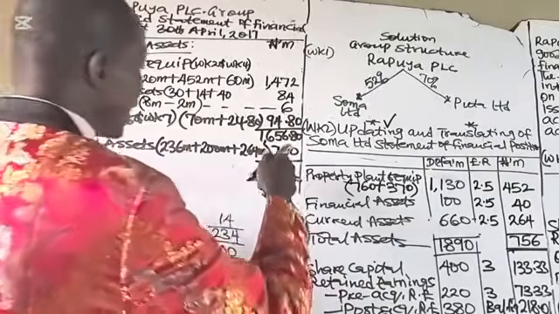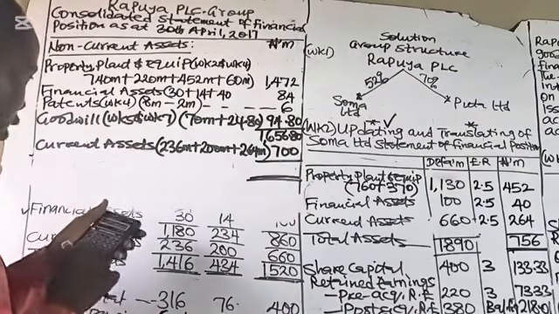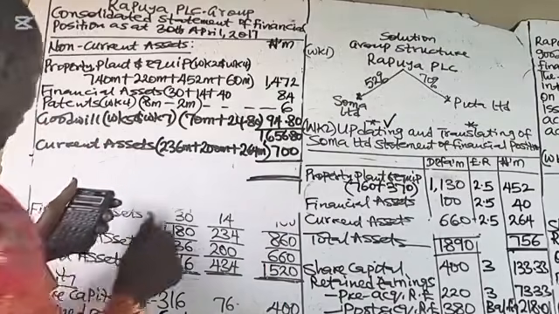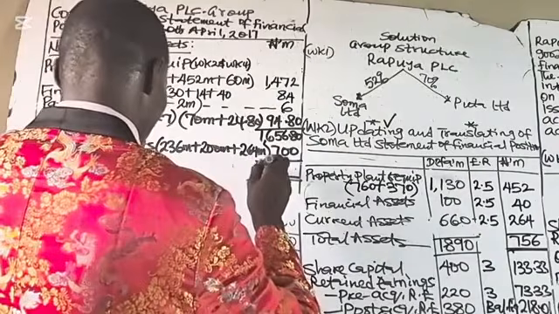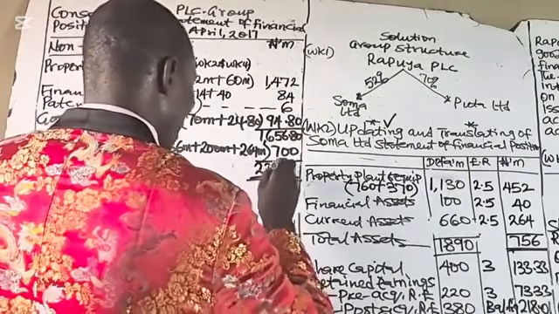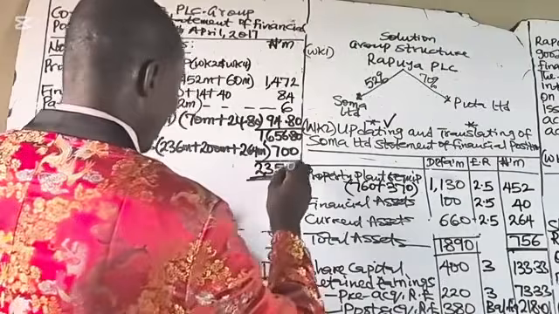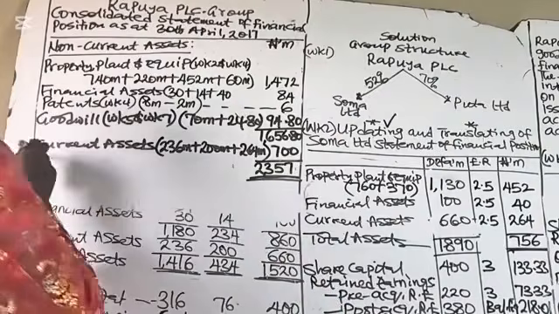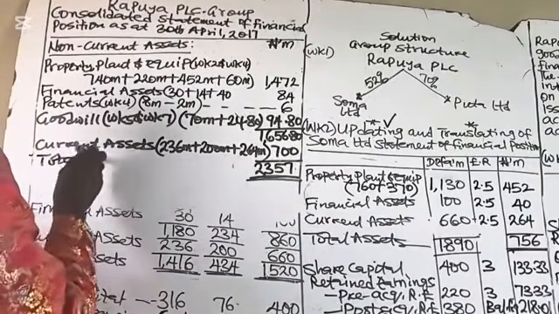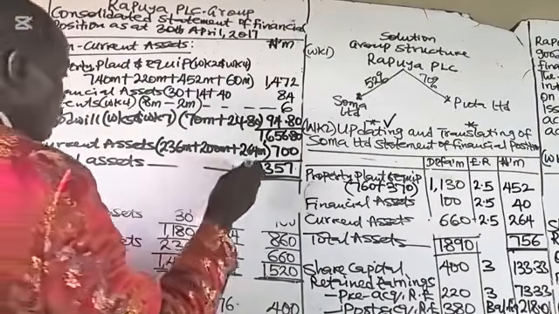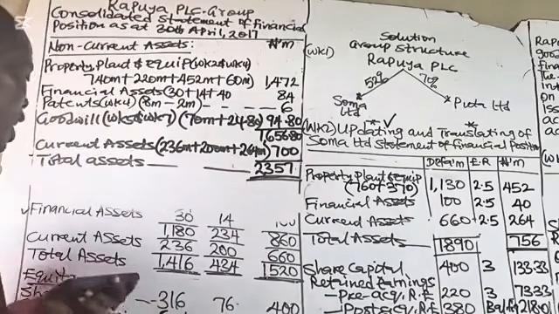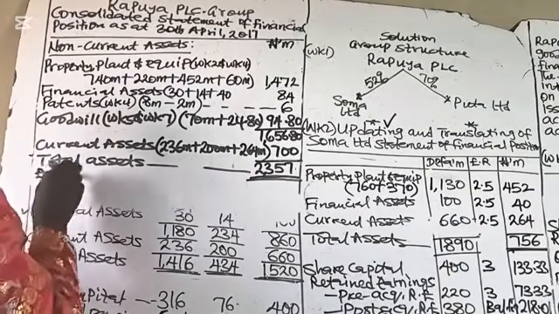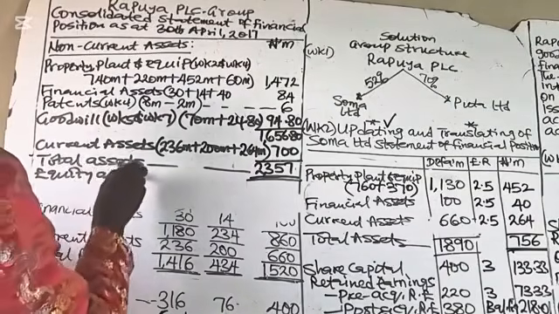You now add the current asset and the non-current asset, 1656.8. We have 2356.8. Let me just say 57 to the nearest whole number. That is the total assets. We have the total asset to be 2357. After total asset, the next section is equity and liabilities.